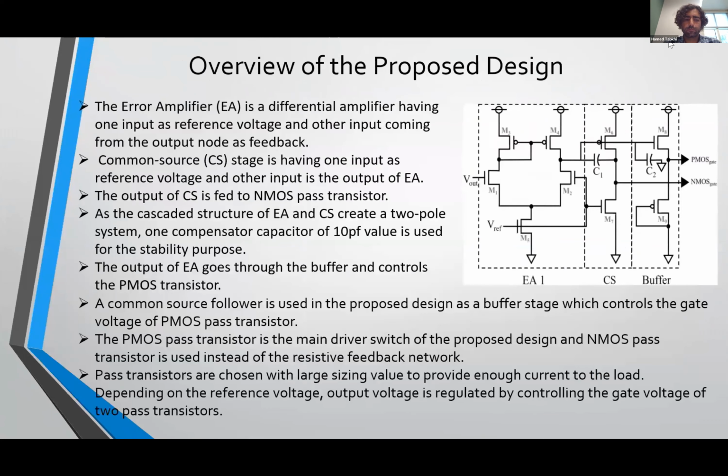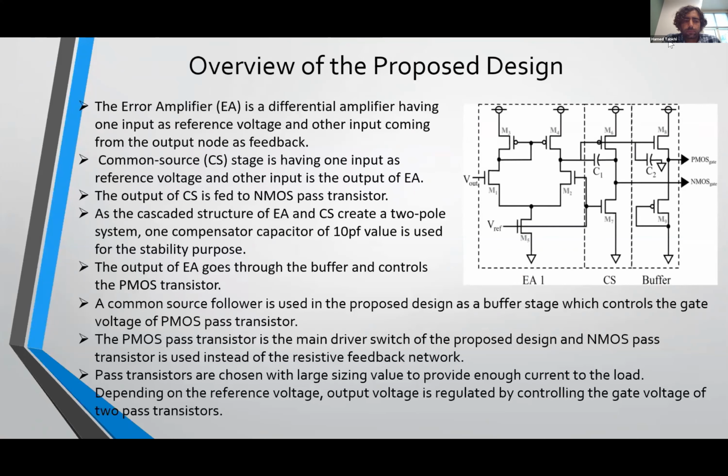So the error amplifier is basically a differential amplifier having one input as input reference voltage and the other input coming from the output node as a feedback. And the output of the EA is going to the common source stage, and the other input for the common source is coming from the reference voltage. The output of this common source is fed to the NMOS pass transistor, and this cascaded structure of error amplifier and the common source stage is creating a 2-pole system.